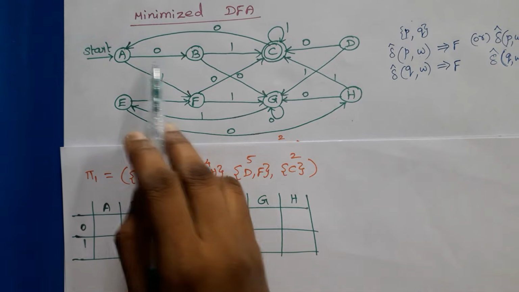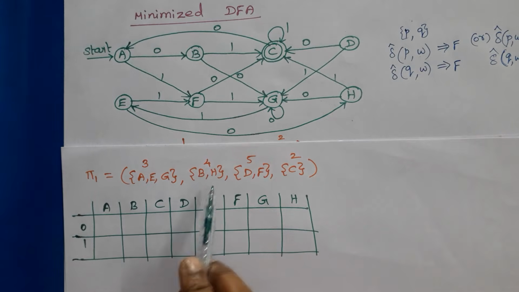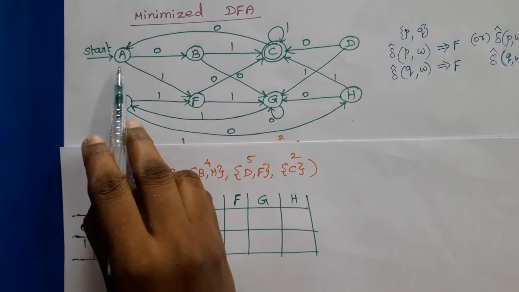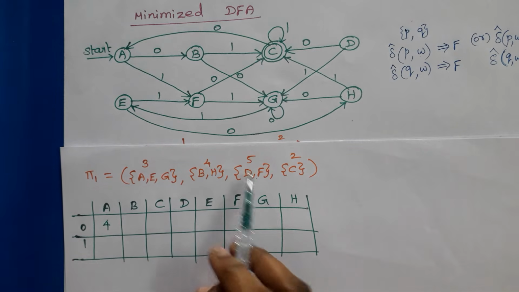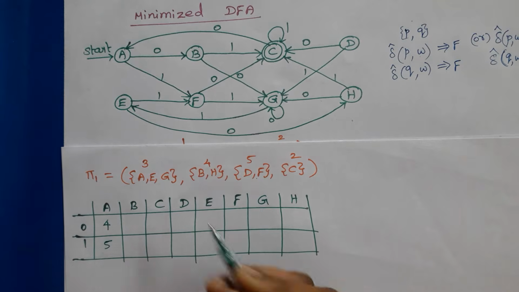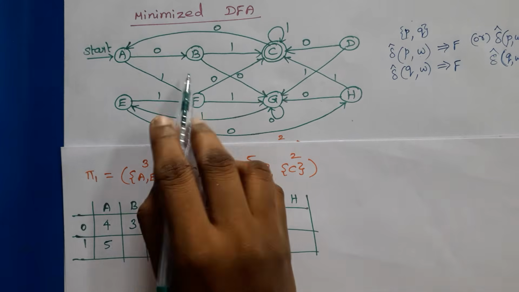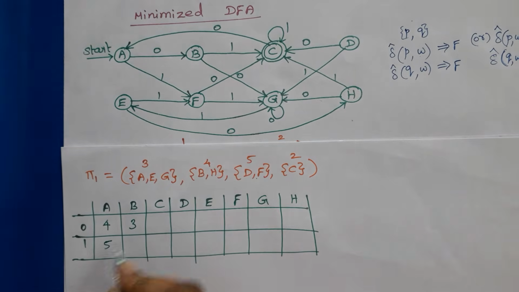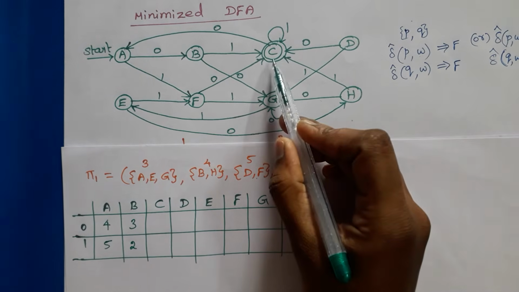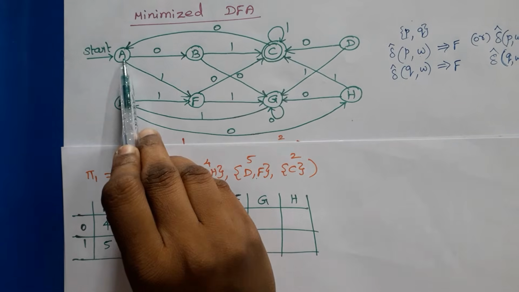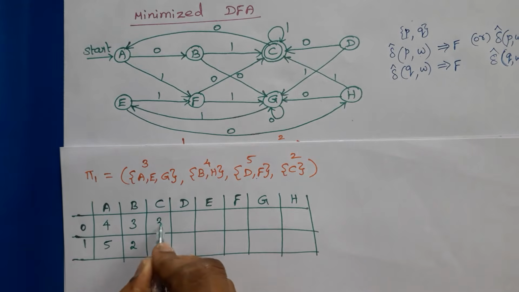From state A, 0 goes to B. B is in group number 4, which should be written here. Then from A, 1 goes to F. The group number for F is 5. Similarly, from B, 0 goes to G, that is 3. Then 1 goes to C, which is 2. Then from C, on input symbol 0, it goes to A, that is 3. Then 1 goes to C, 2.